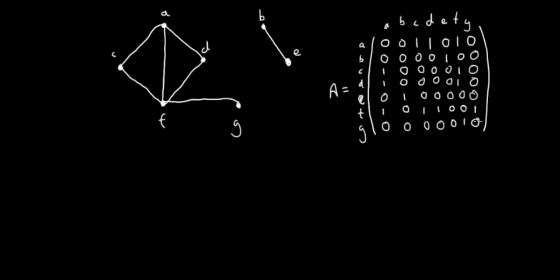Okay, so that's the adjacency matrix of this graph. So it's a 7 by 7 matrix because there are 7 vertices, and as you can see, it is also symmetric about the main diagonal. Okay, that's the adjacency matrix.